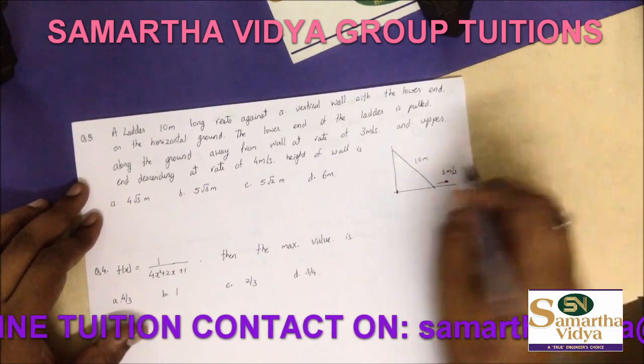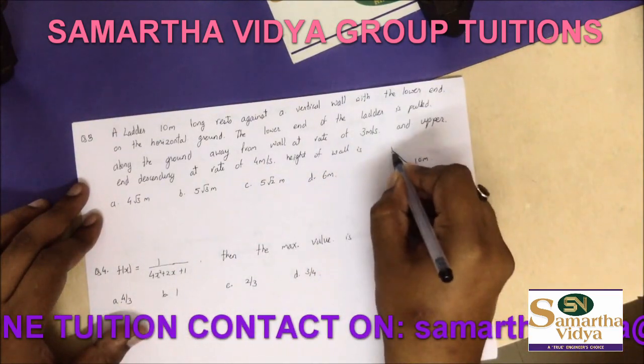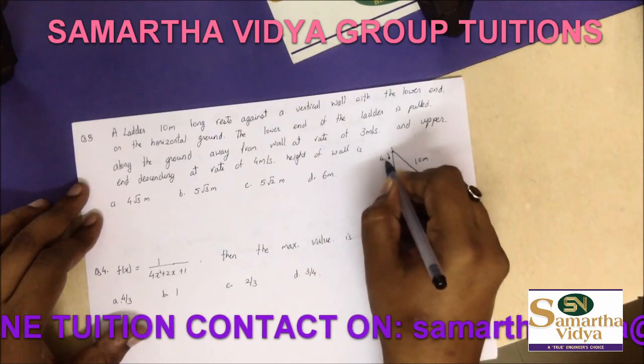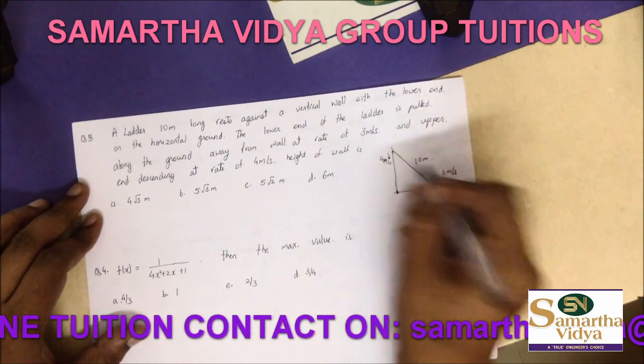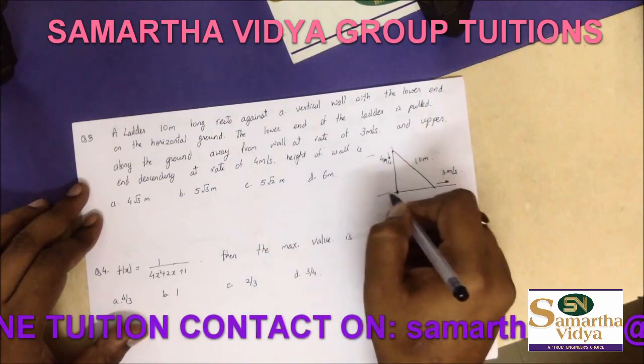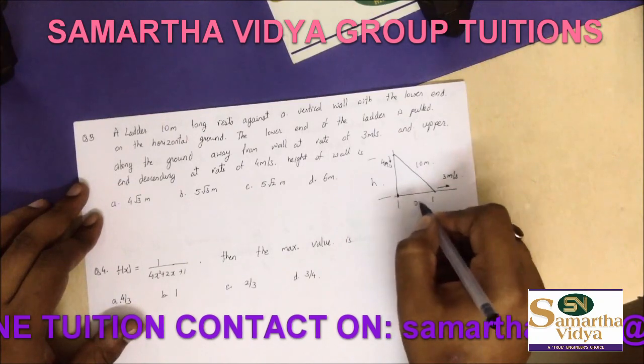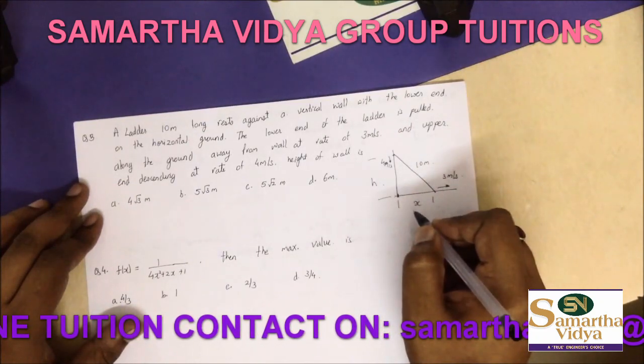That's the speed. The upper end is descending at the rate of 4 meters per second. Now, the height of the wall is basically what is asked. So this h is asked. Let us say that this distance is x and this distance is h.